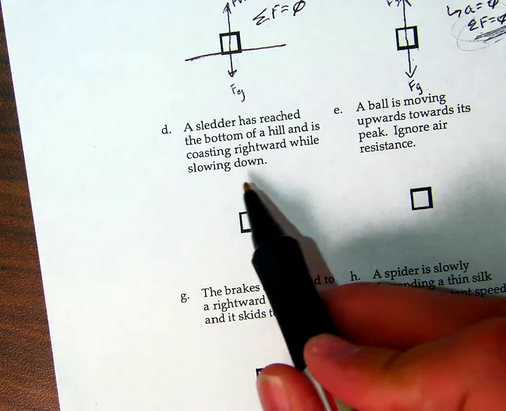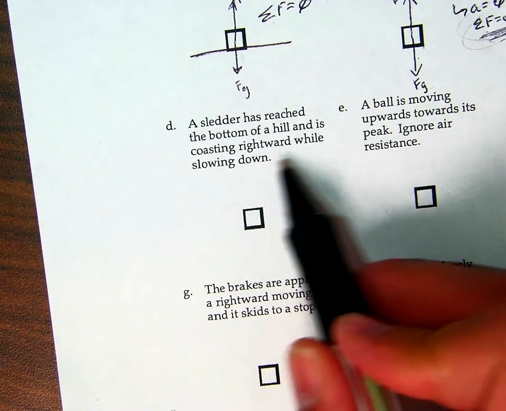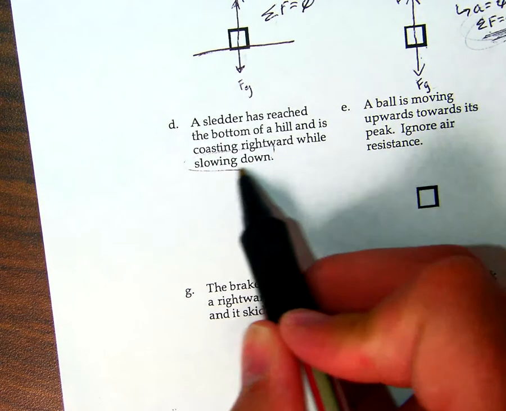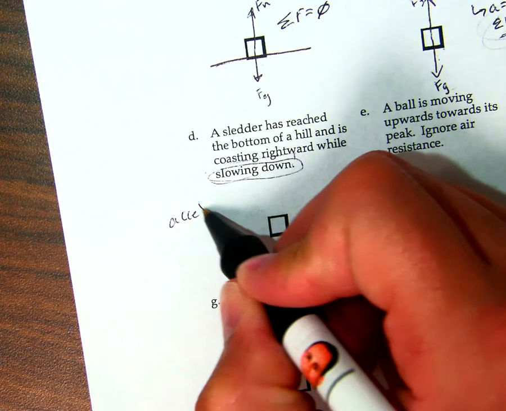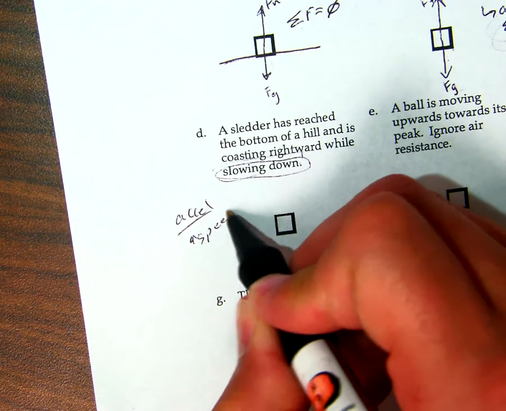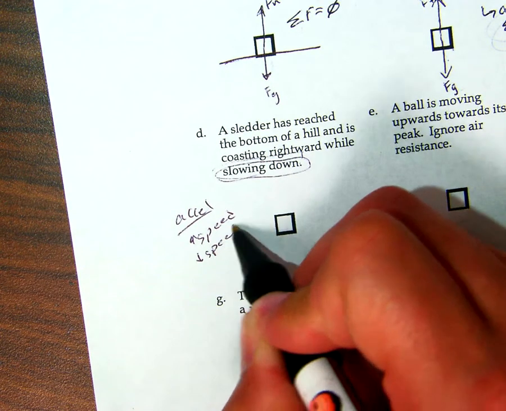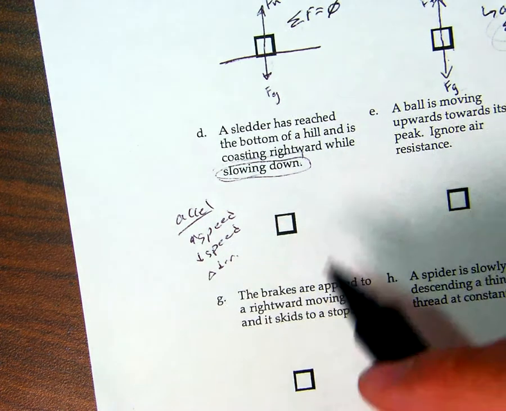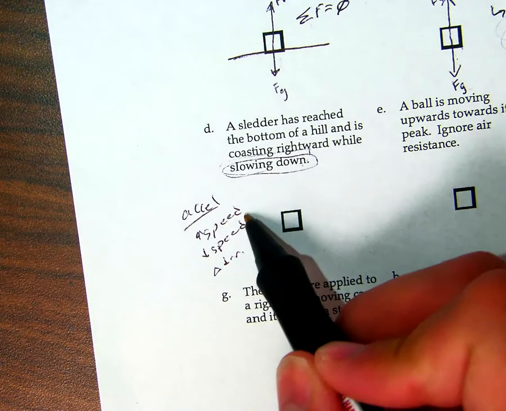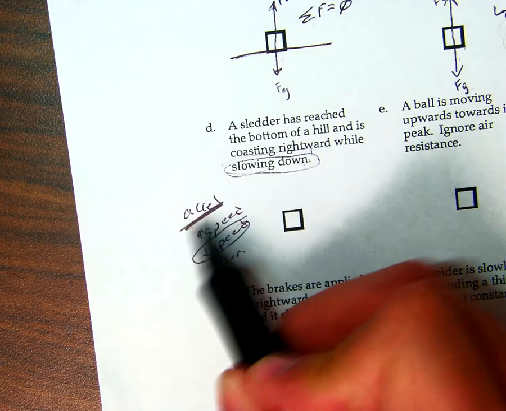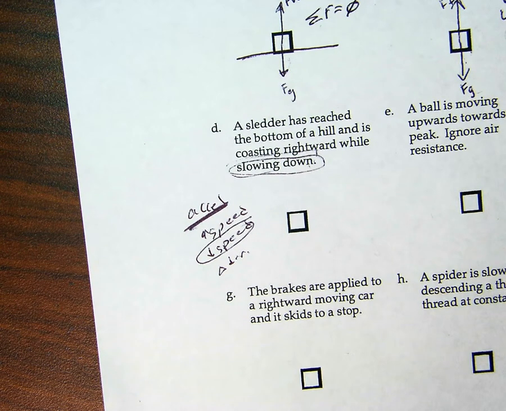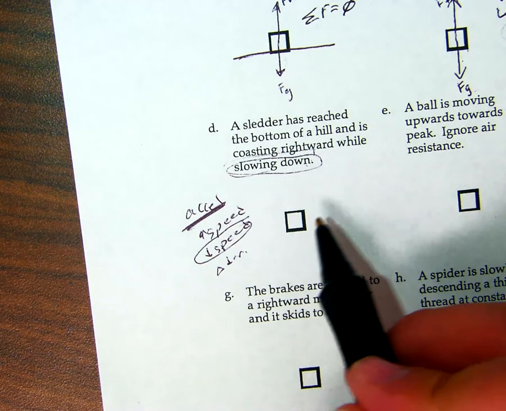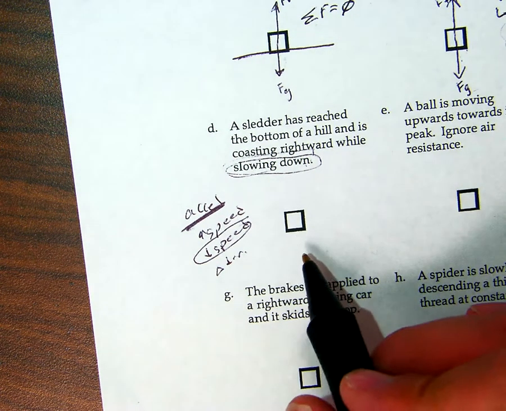The next one, a sledder has reached the bottom of a hill and is coasting to the right while slowing down. So he is slowing down. If you remember what constitutes acceleration, we could have an increase in speed, we could have a decrease in speed, or we could have a change in direction. If it's slowing down, we have our decrease in speed, which means that we do have some type of acceleration. And what is it that causes an acceleration? We know that we have to have some force acting on that object. So let's figure this out. We know that we're going to have some force greater than 0.